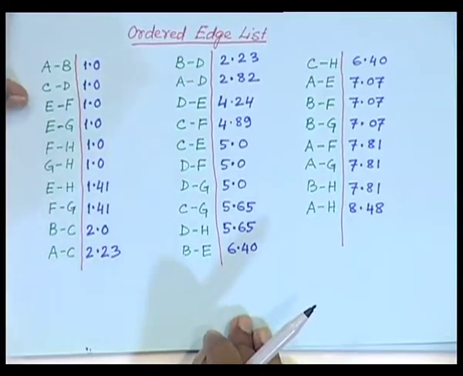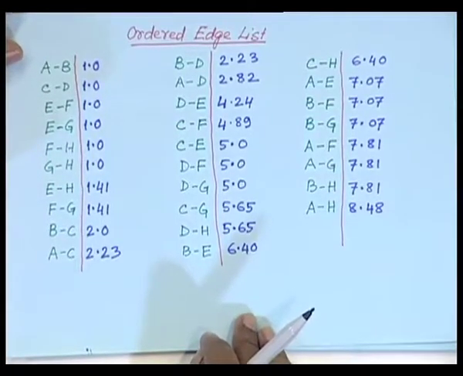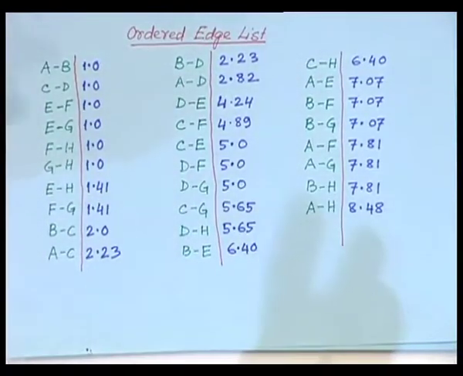So, what is the algorithm for finding out the spanning tree? The algorithm says that you take the first edge, because initially my tree is empty. You take the first edge, one of the edges, as the root of the spanning tree.